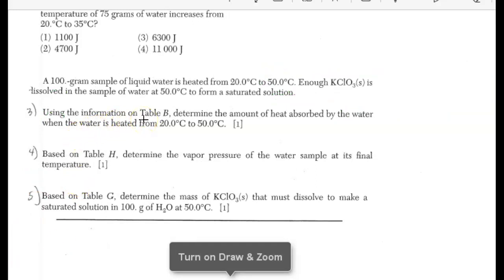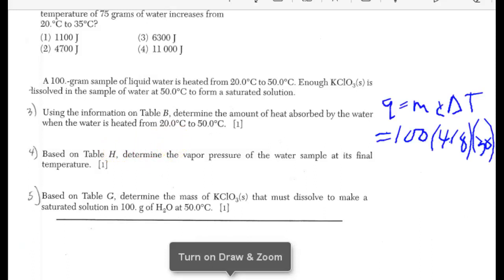That's the constants for water. Determine how much heat is absorbed by the water when the water is heated from 20 to 50. We have the Q is equal to MC delta T. Do the setup again. Calculate the answer. Notice now you're going to just write the answer in the answer booklet.